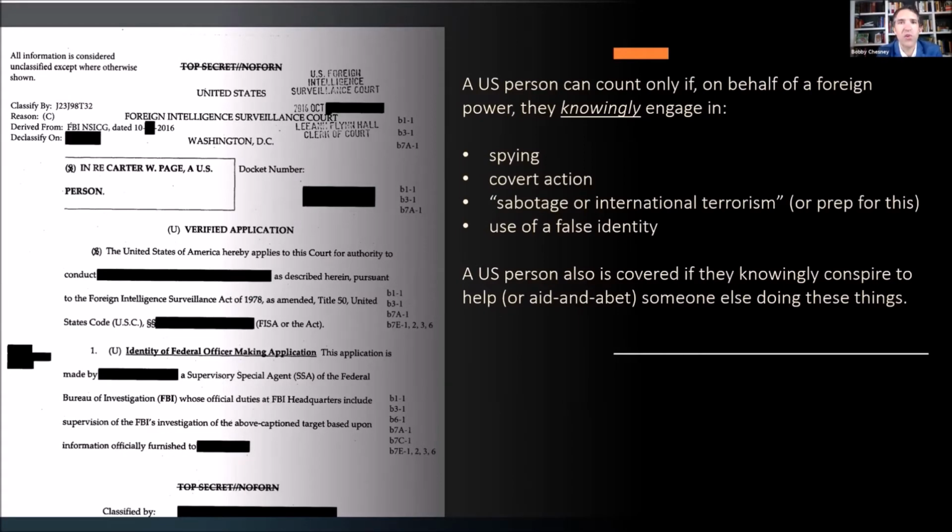Now, just pause to dwell on this and note a couple of things. It's actually a pretty narrow list. We're basically talking about spies and terrorists and people who are conspiring with or aiding and abetting spies and terrorists on behalf of foreign powers. Contrast that with the list of conditions that make you an agent of a foreign power if you're not a U.S. person. Actually, let me back up before I leave the U.S. persons.